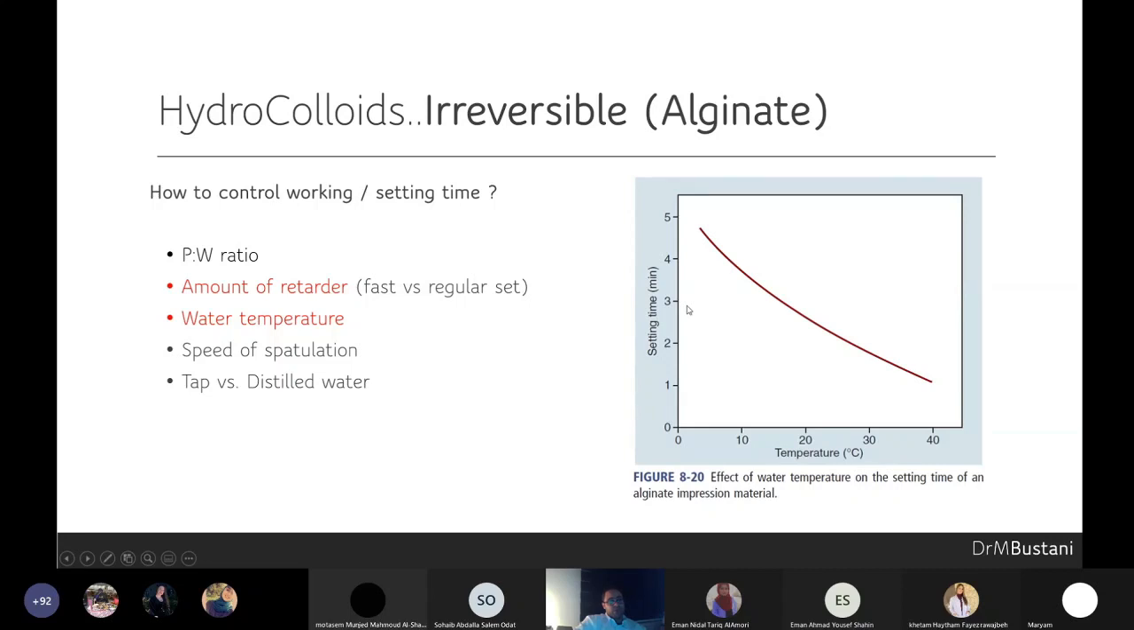Speed of spatulation will increase the heat and the temperature of the water and will decrease the setting time, while using distilled water versus tap water will affect the setting time through the precipitation of salts that are contained within the tap water. So ideally, distilled water needs to be used.